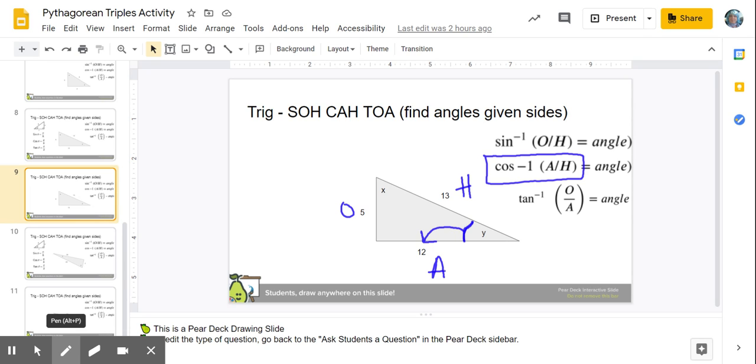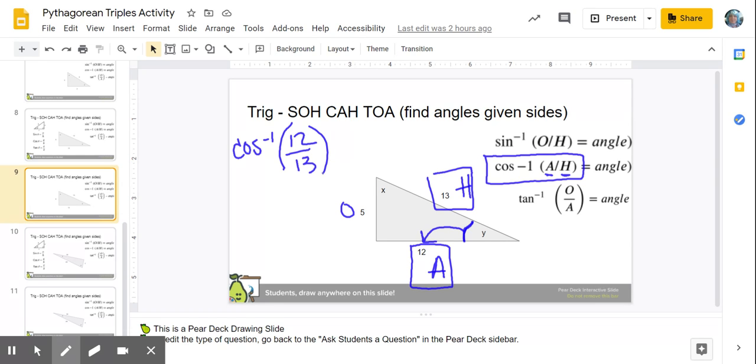So then I need the hypotenuse. So we're going to use 12. We're going to use 13. We're going to put that in our calculator. So cosine inverse of a over h. So 12 over 13. Put that in your calculator, and what do you get?